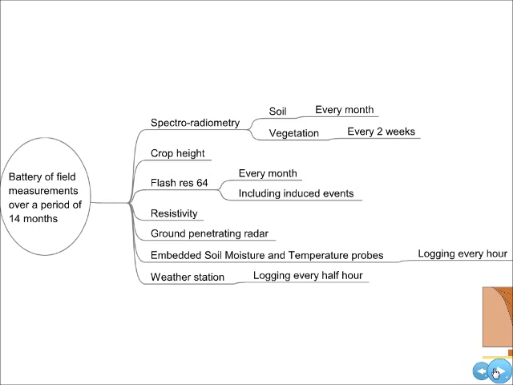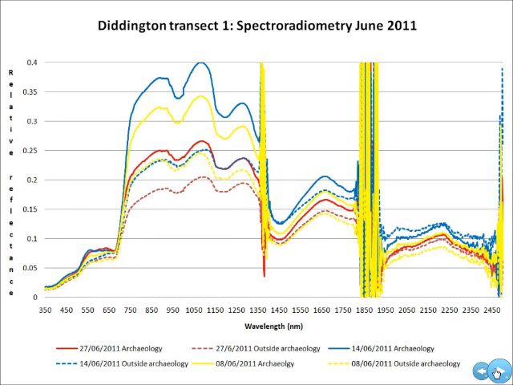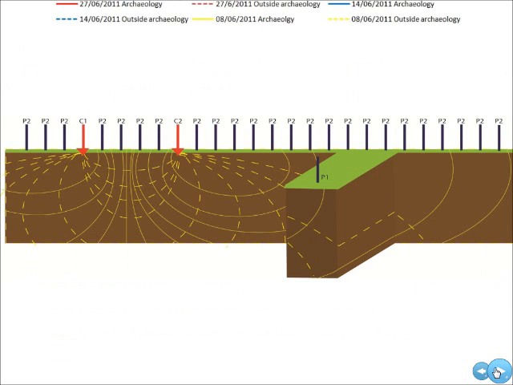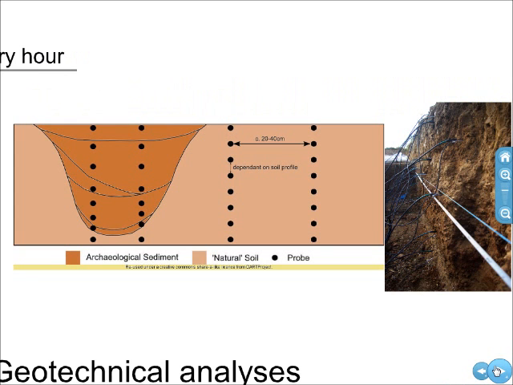So we're looking at some results from spectradiometry. This is broadly how the Flash Res 64 works, so we can take a whole range of readings across these different probes. And this is an example of how the probes will be embedded, so we'll have good coverage within the feature and outside to pick up lateral drop-off. In addition, we'll be undertaking a battery of lab measurements, including geotechnical and geochemical analyses. So that'll provide the background with which we can start to understand the measurements that are coming from the field.